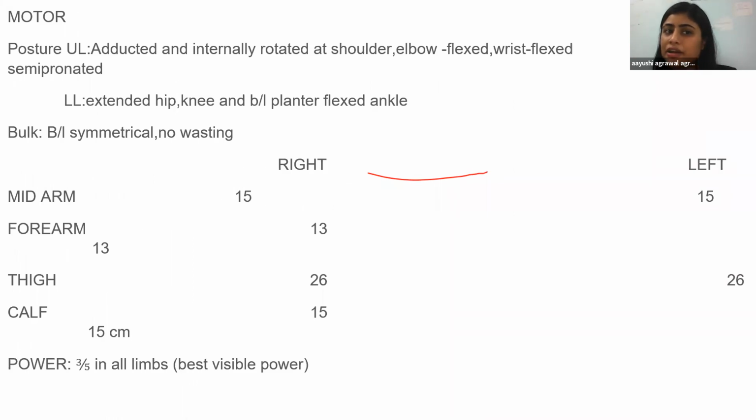Posture wise, the child was adducted and internally rotated at the shoulder, with the elbow flexed. In the lower limb, the hip and knee were extended and the bilateral plantars were flexed. There was no wasting in the muscles.